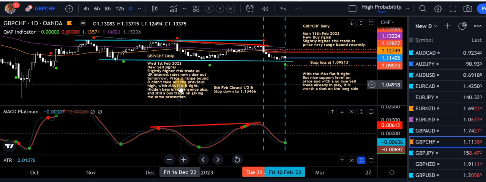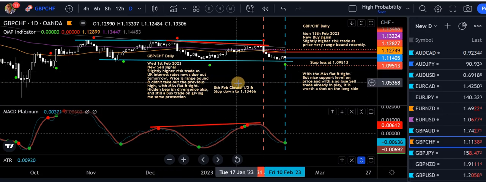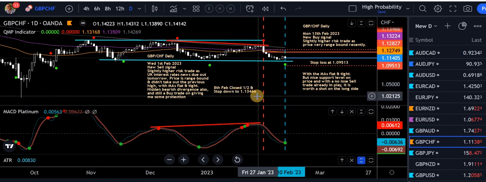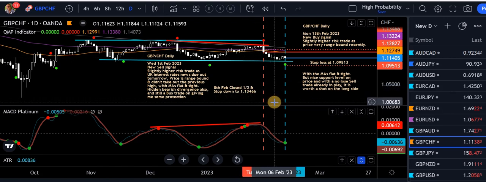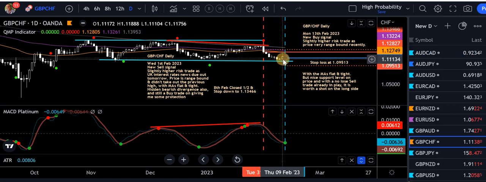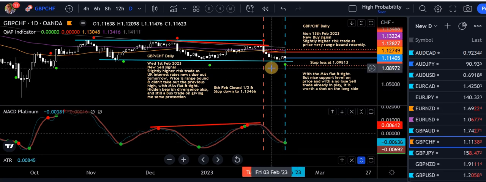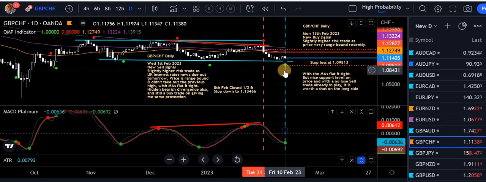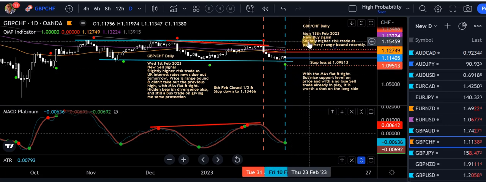So, Pound Swiss. We're going to sell from the 1st of Feb. So that's this one here. There's some trade management there. Closed half on the 8th of Feb. So let's have a look. That would be down, hopefully down to this low here. Which, yeah, look at that. On that previous low, close half. MACD platinum through the 0 level. Close half. Drag my stop down. Can't lose. All good. In the meantime, we take a buy on the 13th of Feb.